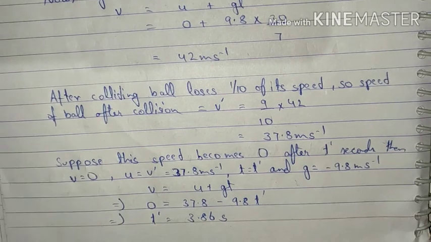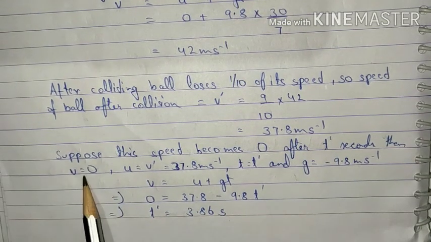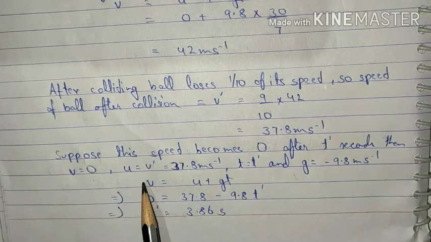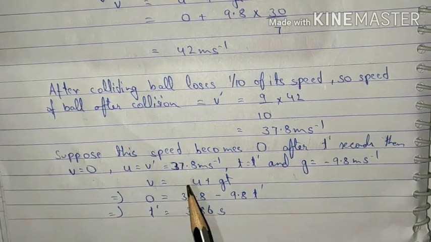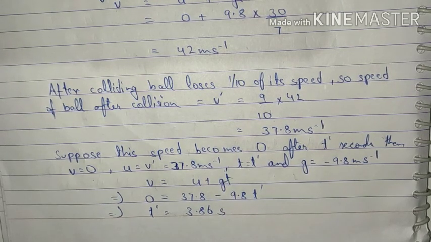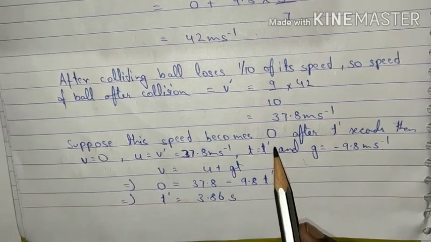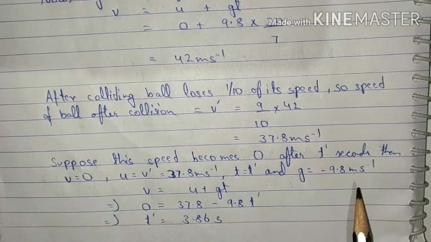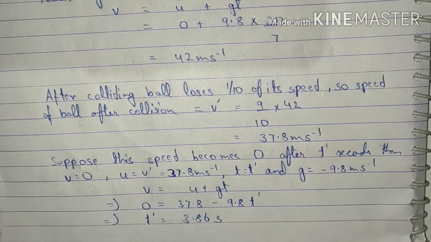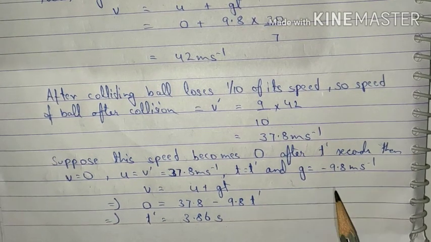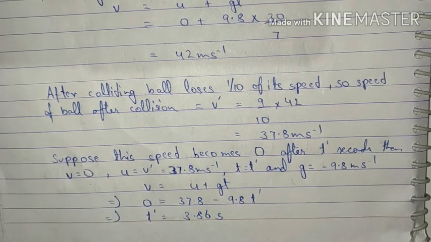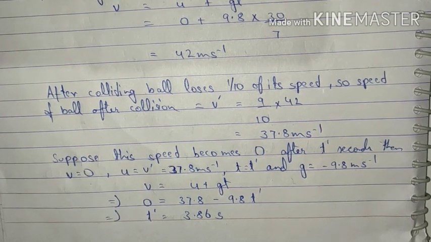Now at the maximum height, we all know that the final velocity will be 0. However, the initial velocity of this particular motion was 37.8 meters per second. The time taken is t dash, and the gravitational acceleration that will be working over here will be minus 9.8 meters per second squared. We are taking this minus over here because the body is moving in the opposite direction to the gravitational acceleration.